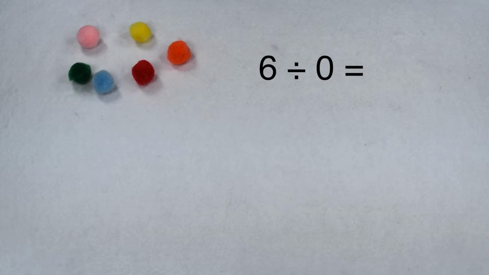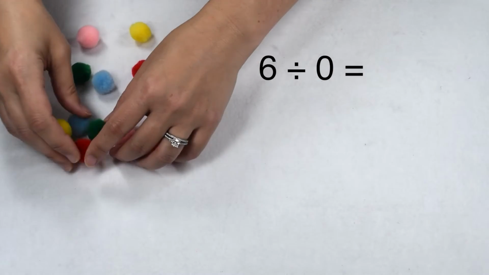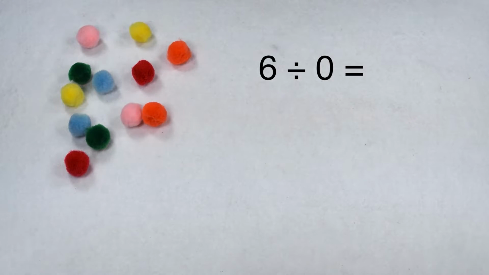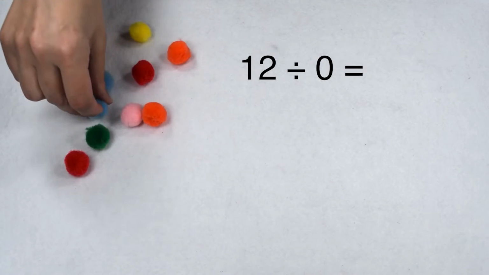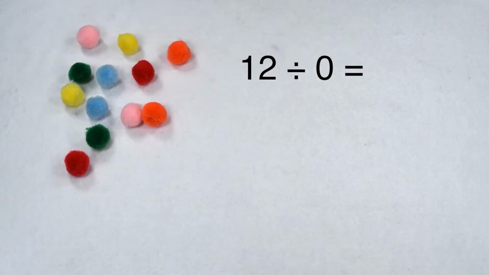Well, what happens if we change our dividend to a larger number? What happens if I try to do 12 divided by 0? We have more in our dividend, but our divisor is still putting them into 0 groups. So I still don't have any actual groups to move my items to. Anytime I try to divide by 0, the result is impossible.